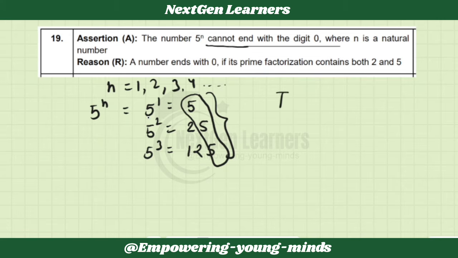Now for the reason: a number ends with 0 if its prime factorization contains both 2 and 5. So as we know, if a number's prime factorization contains 2 and 5, that number should end with 0, so hence the reason is also true. So this is also true and this is true. Now let's move to the next question.